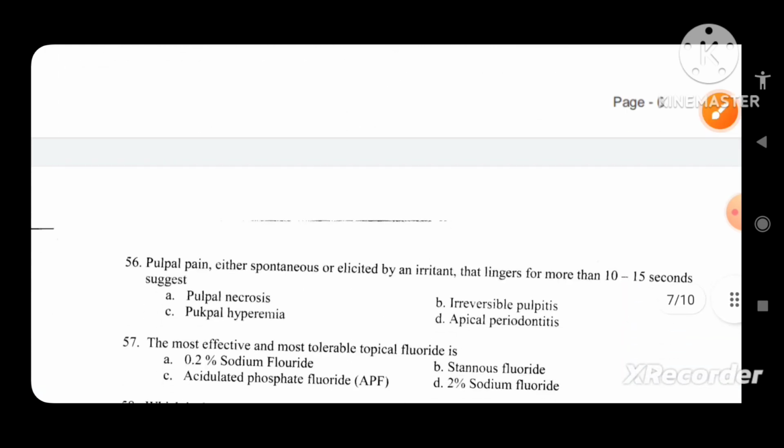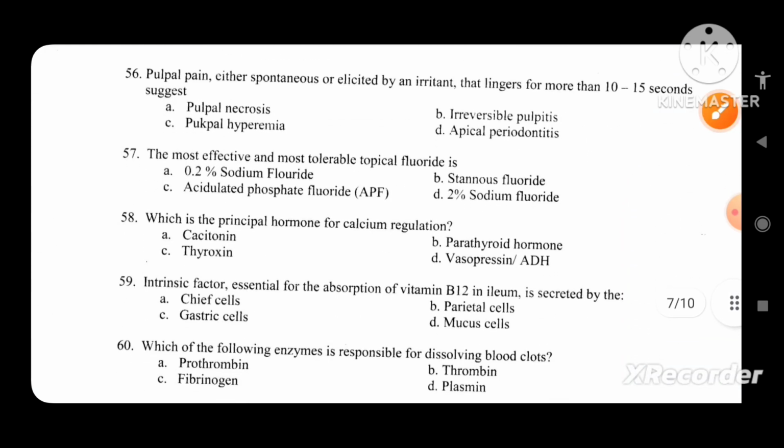Okay. Next question is, pulpal pain either spontaneous or elicited by an irritant that lingers for more than 10 to 15 seconds.